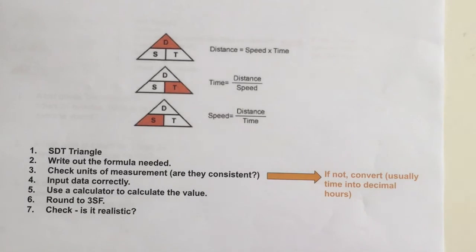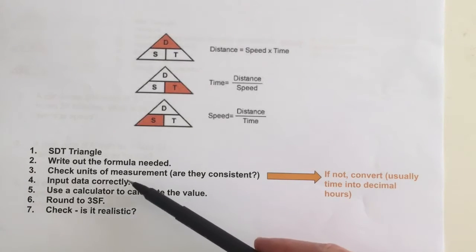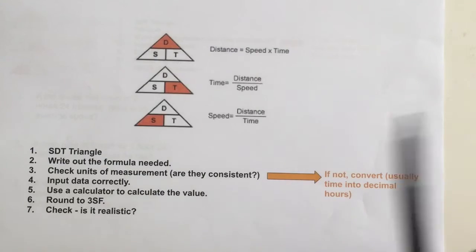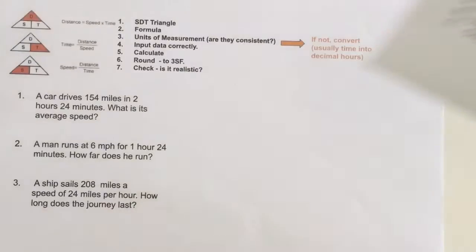Step 3, check your units of measurement. Are they consistent? In most questions they're not going to be consistent because they're wanting to test you and add another step. So you need to convert your time into decimal hours or into seconds. It depends on the problem, but it's nearly always that they give you hours and minutes and you need to put it into decimal hours. When you've done that, input the data correctly according to your formula and then calculate. Lastly, if necessary, round to 3 significant figures or whatever decimal place or significant figure the question asks. And then lastly, check, is it realistic? So, questions.